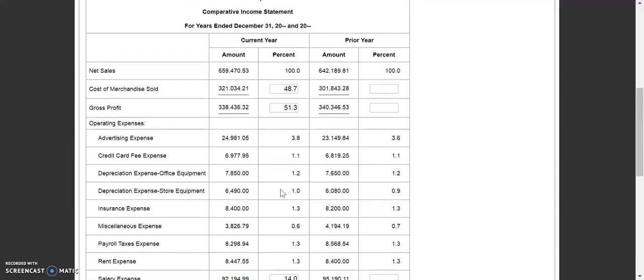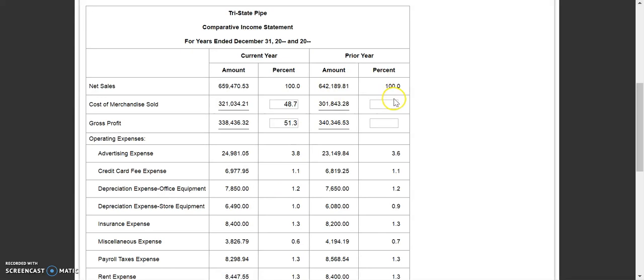So if we scroll down here, I think that's the last for our current year. And we're going to go back up to the top. Then we're going to do the same thing for the prior year. So notice that our cost of merchandise sold went up for the current year. So we're going to take this 301,843 and divide it by our net sales amount for the prior year of 642. And we end up with a percentage of 47.0. And then we're going to do the same thing for gross profit. Everything comes back to our net sales amount. So when you type that into your calculator, you should end up with 53.0.